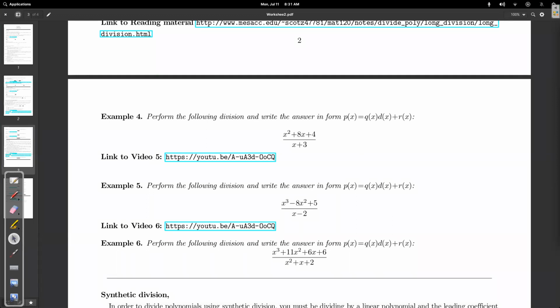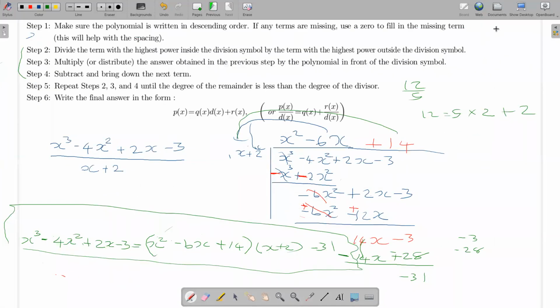Okay, let's look at another example now. තව example එකක් කරමු මේකම.